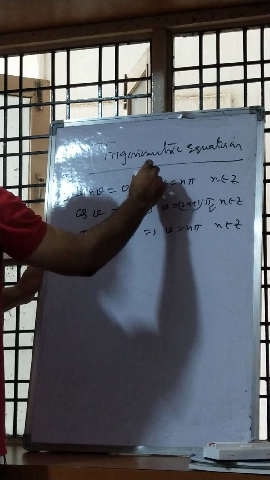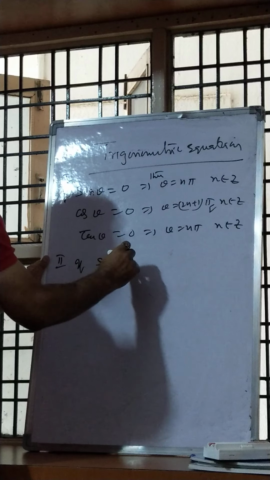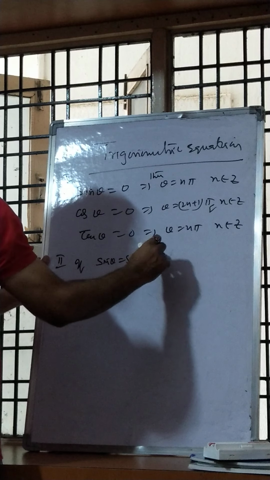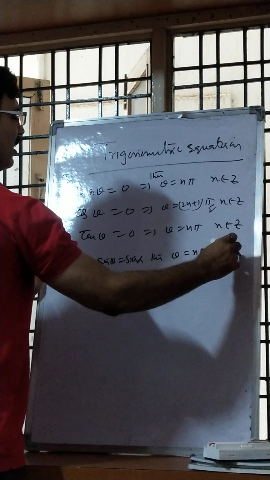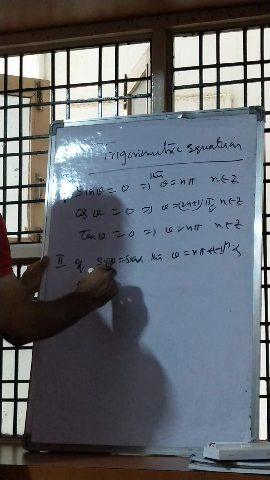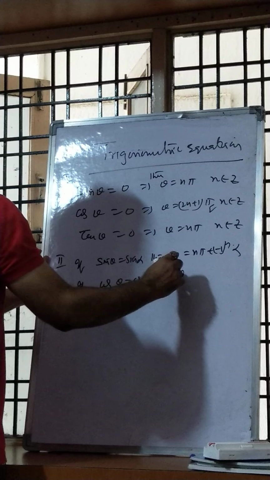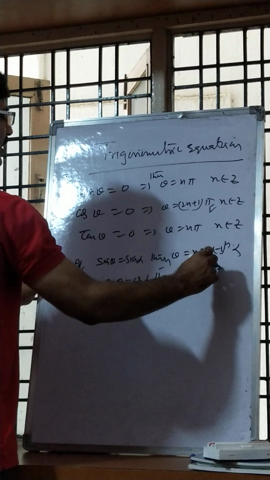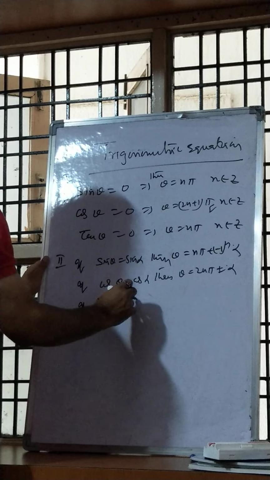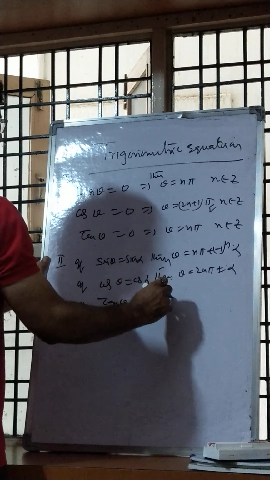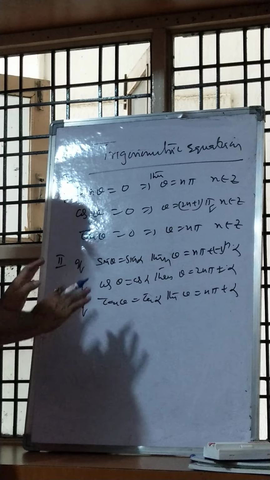If sin theta is equal to sin alpha, then theta is equal to n pi plus (minus 1) to the power of n alpha. Similarly, if cos theta is equal to cos alpha, then theta is equal to 2n pi plus or minus alpha. If tan theta is equal to tan alpha, then theta is equal to n pi plus alpha. Please remember this.